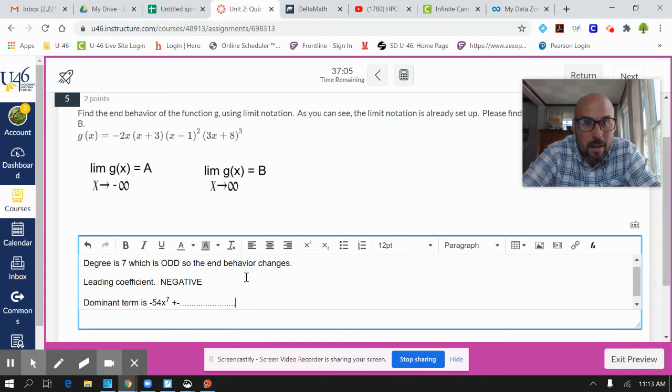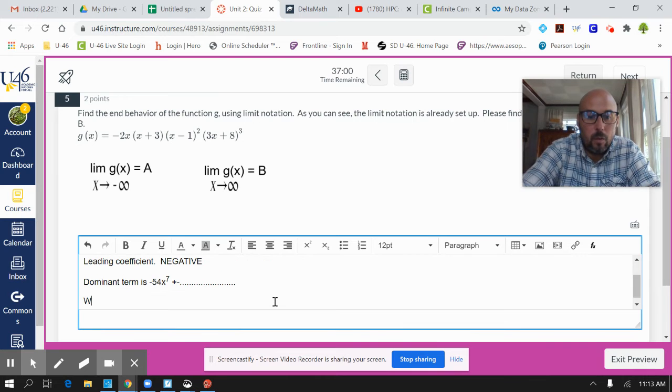And it really matters when x is really big or when x is really small. So when x gets big, like a million or a billion, to the seventh power is a huge, huge, huge number. But when you multiply that huge number by a negative 54, well, a positive times a negative is a negative. So that means y gets really, really small. So as x gets big, the y value approaches negative infinity. That's the answer to B.